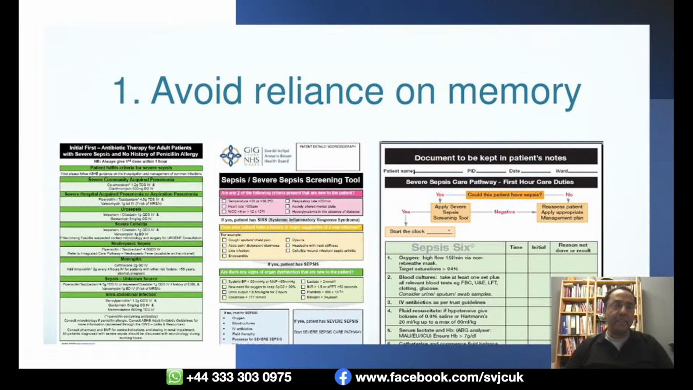You now have the slide which flags up the recent sepsis tool, for example, the Sepsis 6, which Johnny mentioned to you in the last talk. If these particular screening tools are available, you do not have to rely on your memory. So you try and practice this way to avoid relying on your memory.